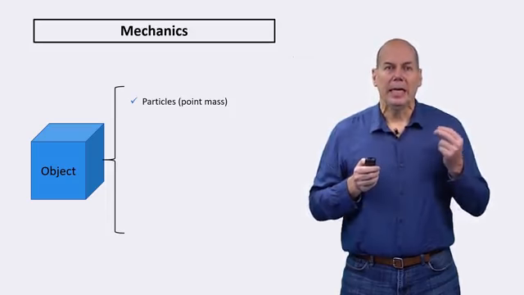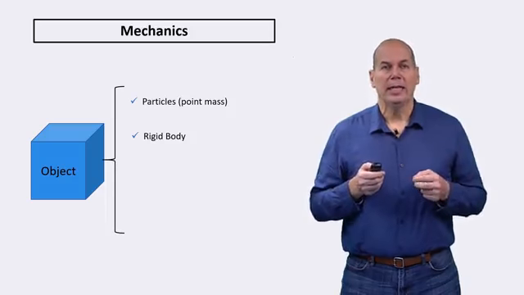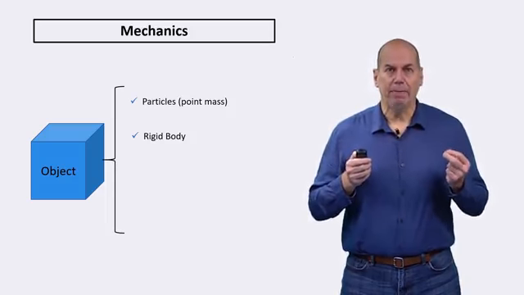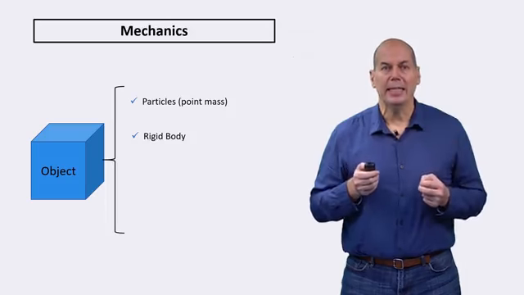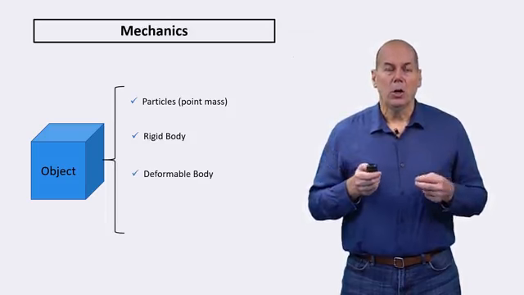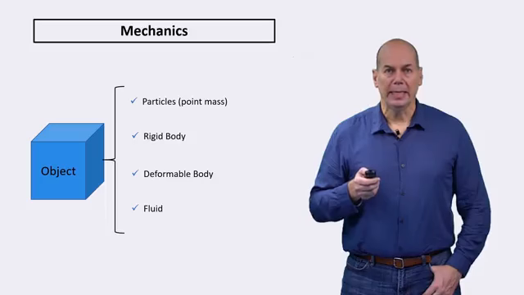It could be considered as a rigid body or assembly of rigid bodies in the case where the objects are very stiff and deformations can be neglected. It could be a deformable body, or it could be a fluid, in which case we talk about fluid mechanics.